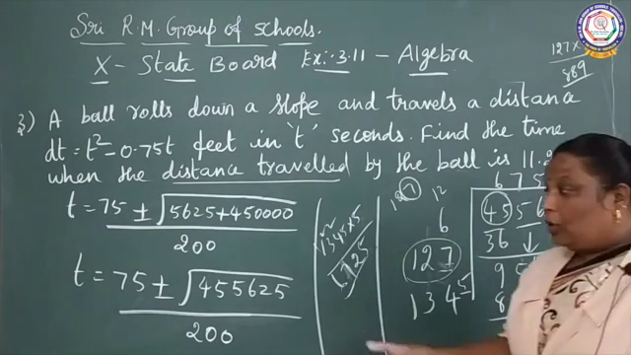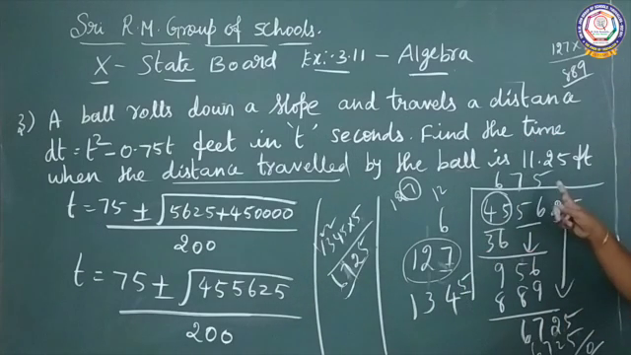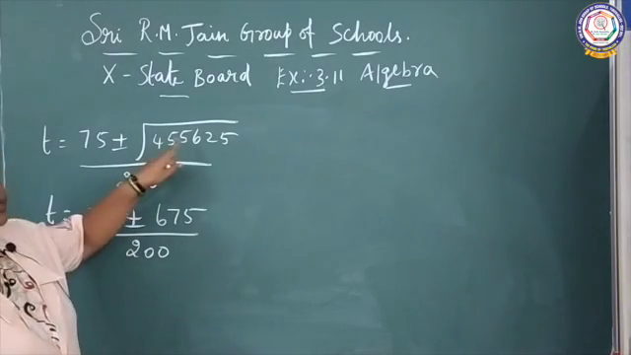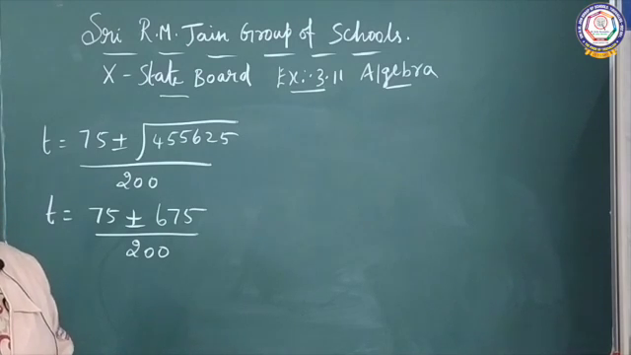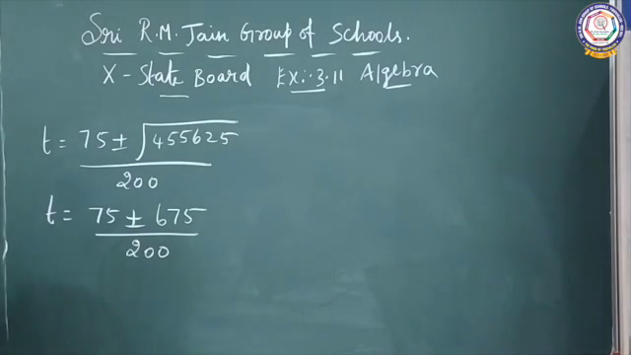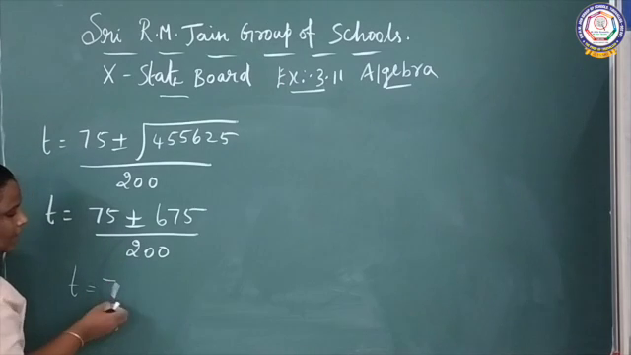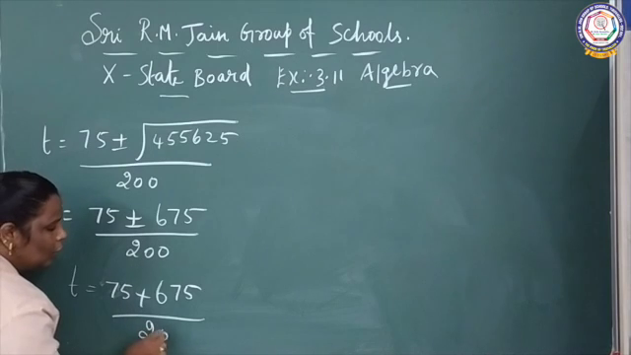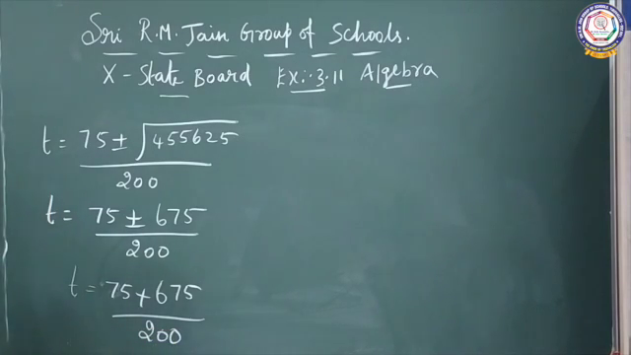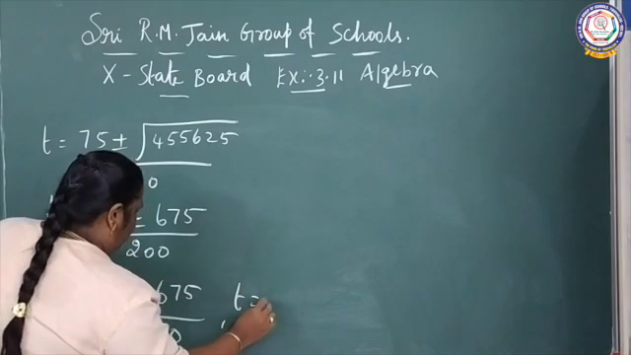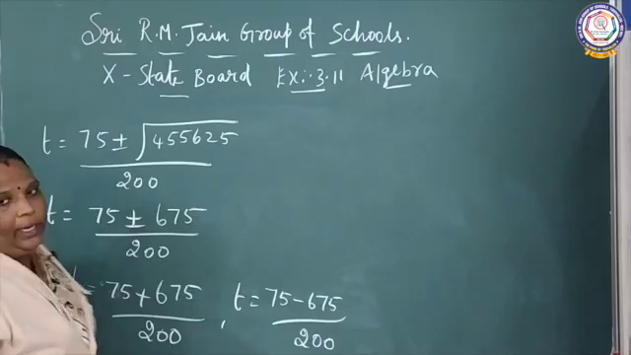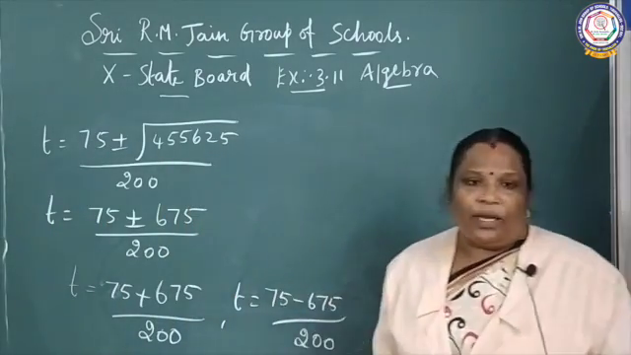So the square root of this number is 675. So t equals 75 plus or minus 675, all by 200, which we already saw. You separate the values now. t equals 75 plus 675 by 200, and t equals 75 minus 675 by 200.